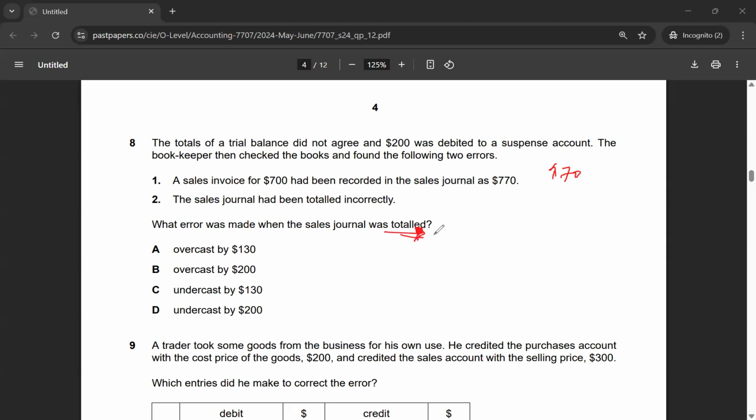Right. So basically, we don't know this amount, but we know this amount. So the total error actually by default, this is also going to be on the credit side. It would be overcast. It will actually be overcast by 200. This includes the $70 in this. So the correct answer for multiple choice 8 would be option B.